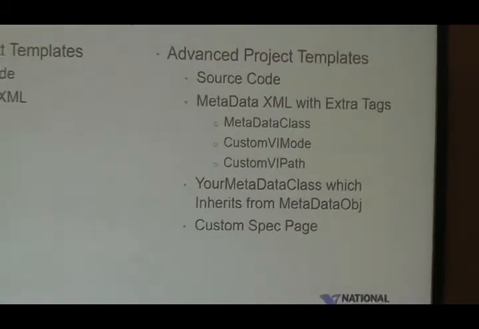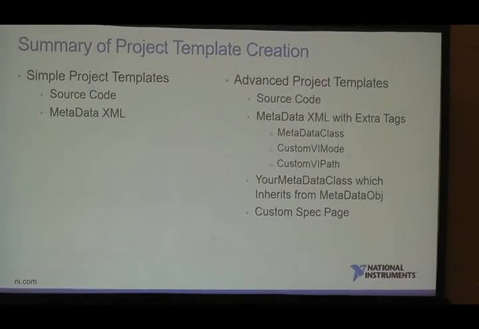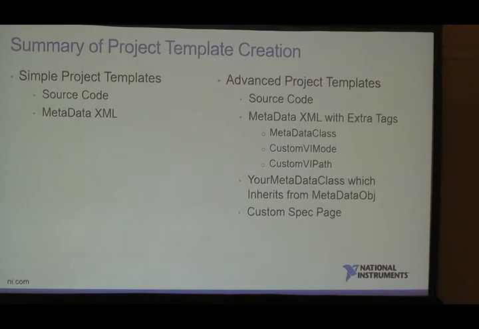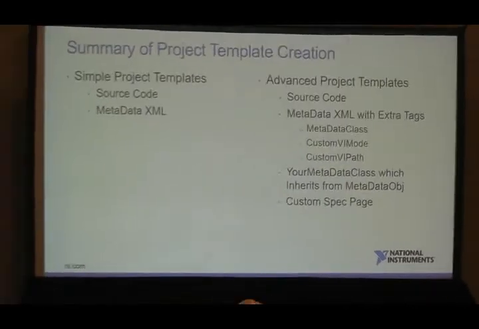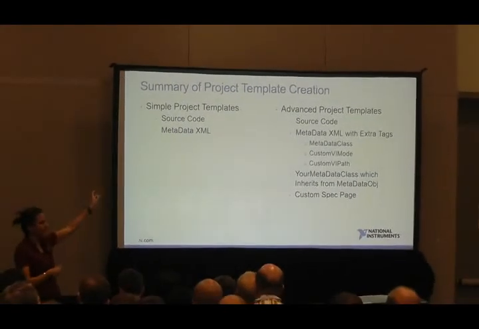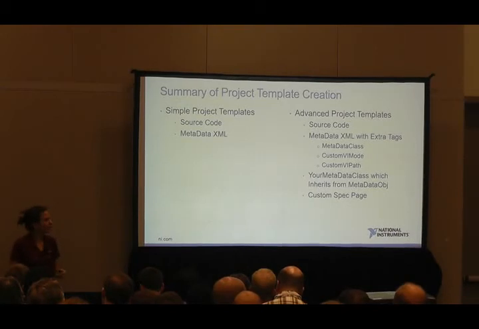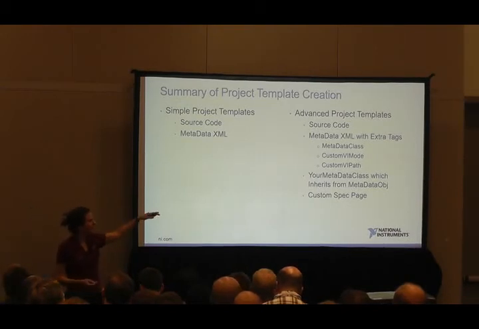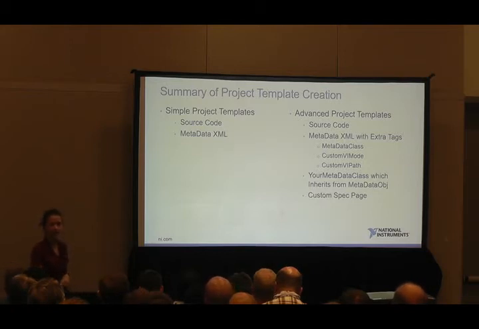So quick summary of the two types of project template creation. We have the very simple ones. Did I even have to do scripting or anything, right? All of you should be able to go home today and do that first one. Take some project you have on disk, move it into the folder structure, copy and paste and edit some of that XML, and you're good to go. It does it for you. The more advanced ones, there's a little bit more to go on there because you have to create your child class, custom VI mode changes, the custom VI path, and then of course the spec page to get it to do what you want. Any questions about the difference between the two?